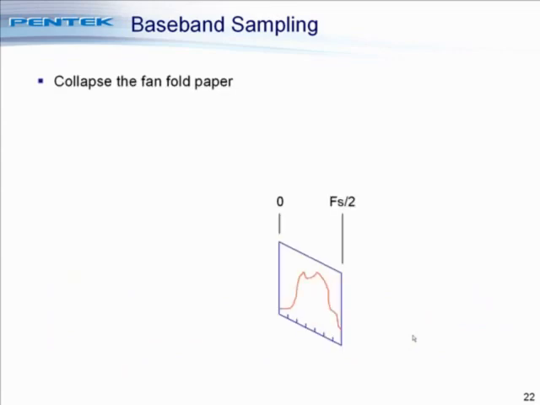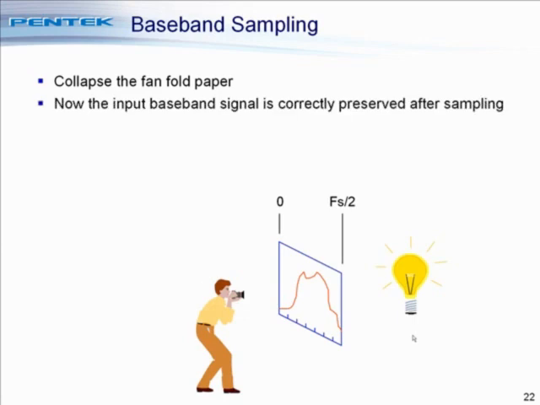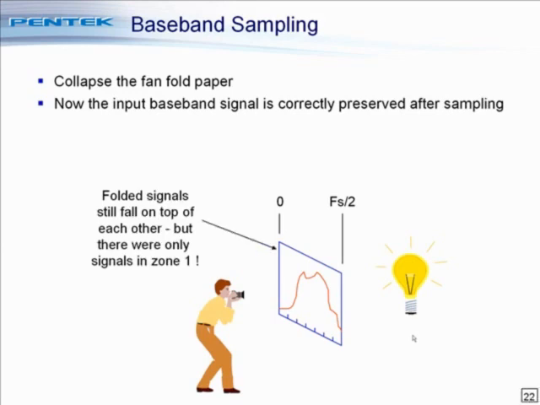When you collapse the fanfold paper in baseband sampling, the image in zone 1 is preserved, and none of the other pages or zones fall on top of it because all of the energy has been removed. The only energy that we had was in zone 1, so even though folding occurs, you're guaranteed not to get any interfering signals because the other zones were clear of signals that could otherwise fold.